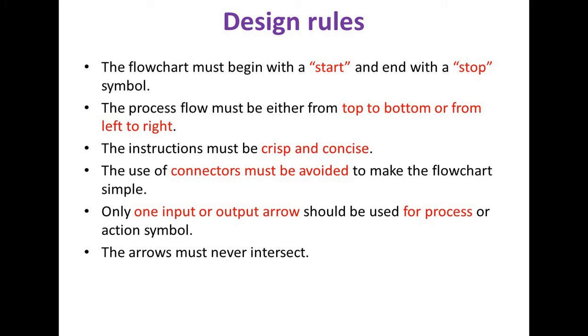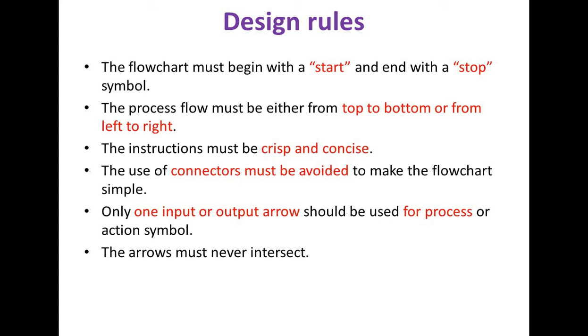And the last design rule what we have is the arrows must never intersect, right? Sometimes we may have a flowchart where we may have the loop back, and from one symbol the flow may go for another symbol. So from decision we may have two outputs, so two different arrows will be forwarded to two different symbols, where we may have some intersections also, right? So we must avoid this intersection while using the arrows. So this is another design rule.